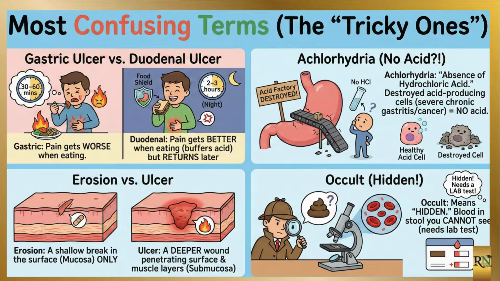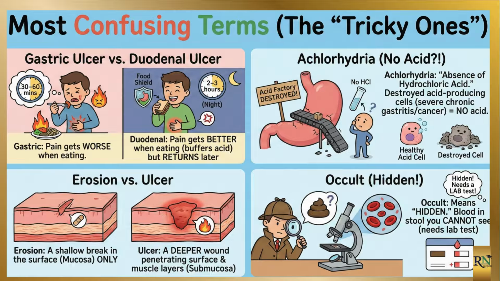So again, achlorhydria is the absence of hydrochloric acid in gastric secretions, leading to impaired digestion and increased risk of GI infection. So think about A, absent, chlor, it's the acid, hydria, it's water or fluid. Stomach acid is missing.